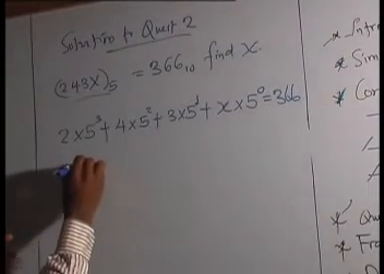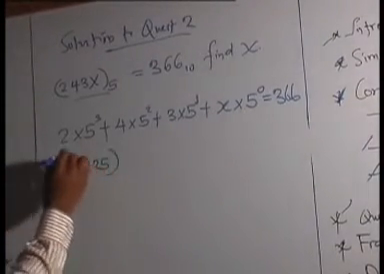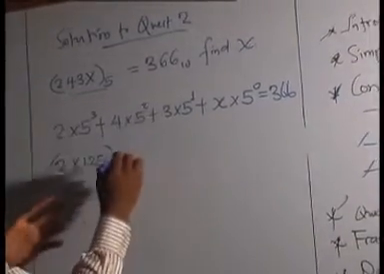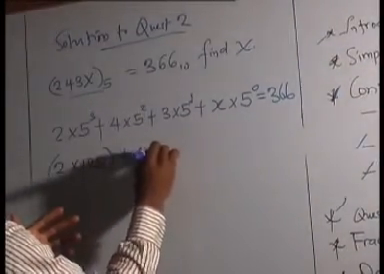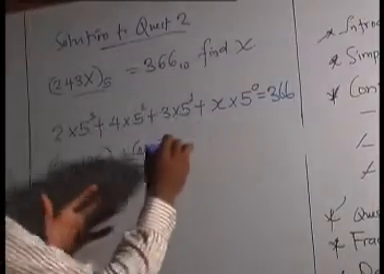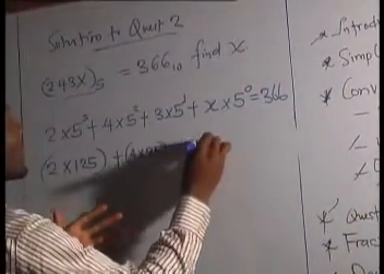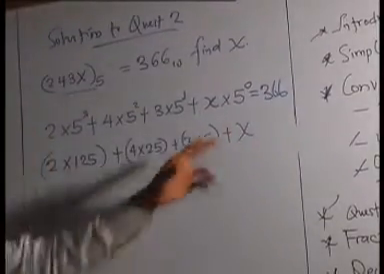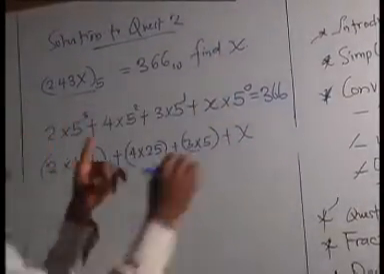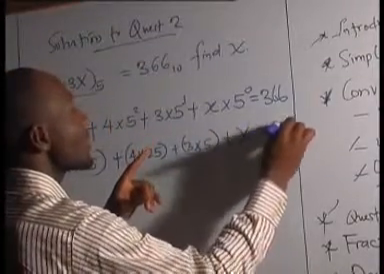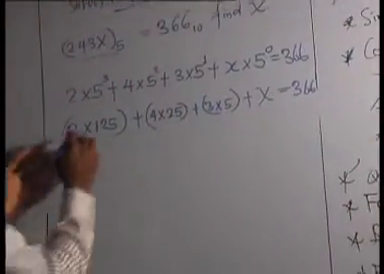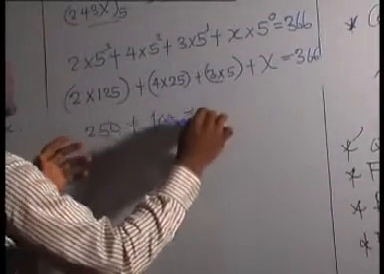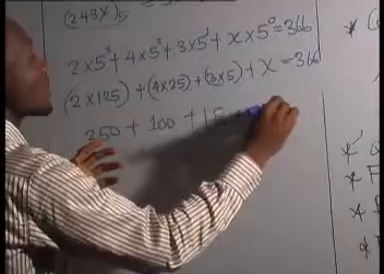This is 2 times 5 raised to the power 3, which is 125. Then this one is 4 times 25, then 3 times 5, then x, and 5 raised to power 0 is 1, equals 366. 2 times 125 is 250, plus 100, plus 15, plus x equals 366.